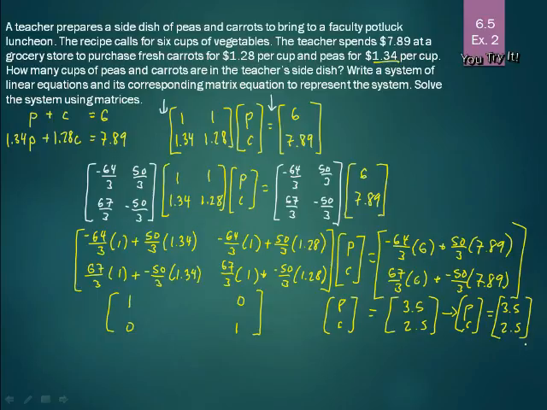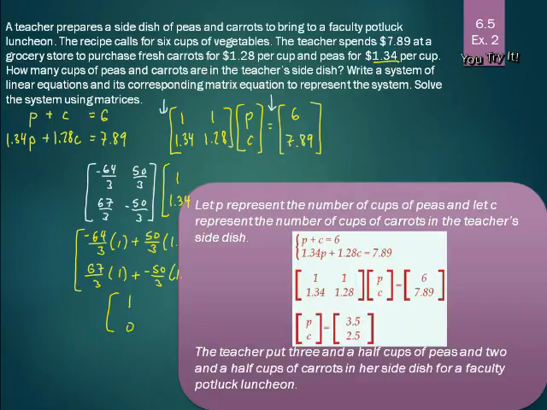So let's summarize our answer. Let P represent the number of cups of peas and let C represent the number of cups of carrots in the teacher's side dish. P plus C equals 6, 1.34 P plus 1.28 C equals 7.89. The matrix equation is 1, 1, 1.34, 1.28, times P, C equals 6, 7.89. PC equals 3 1/2, 2 1/2. The teacher put 3 1/2 cups of peas and 2 1/2 cups of carrots in her side dish for a faculty potluck luncheon.